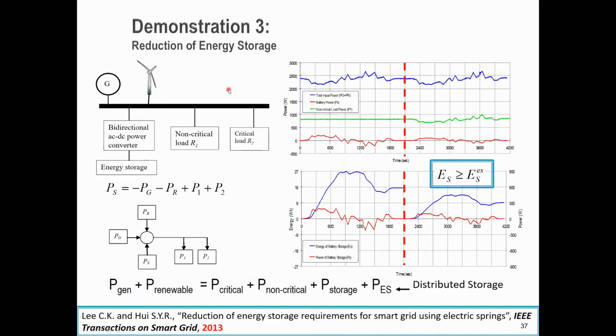Now, some people may say, well, we can use energy storage to absorb the energy difference between supply and demand. Yes, we also have a setup including a battery storage and a bidirectional AC to DC converter. Here in the non-critical load, we keep the electric spring with the non-critical load, and then we have a critical load. These are two sets of results. The first set is without using the electric spring. The blue line represents the input power from the generation.